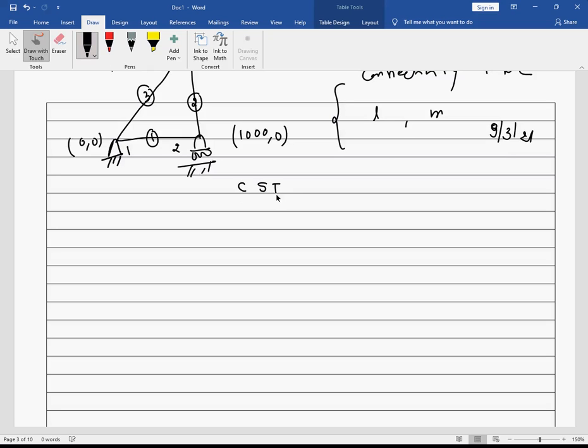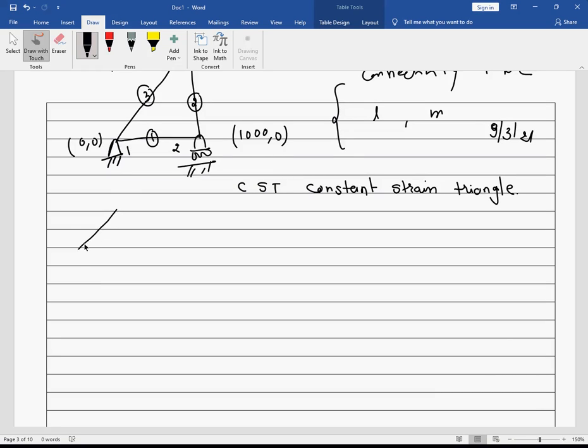So we are going to start with CST. That is called as constant strain triangle. Okay. This is called a constant strain triangle. So basically it is a triangular element and it is a half element.